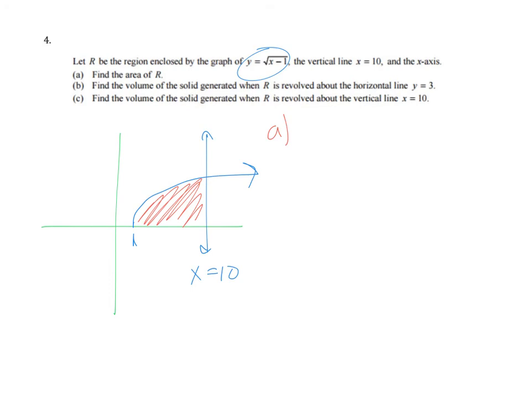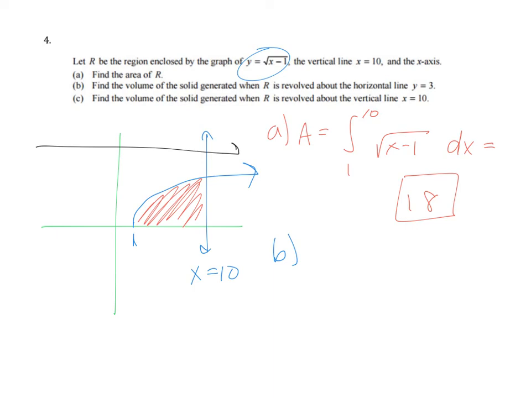It says find the area. So to find the area, I'm just going to find the integral from 1 to 10 of the square root of x minus 1 dx. I'm going to put that in my calculator in y1, and I end up getting an area of 18.00 something, but I'm just going to round to 18. For part B, it says find the volume of the solid when it's revolved around the horizontal line y equals 3. So I'm going around y equals 3.